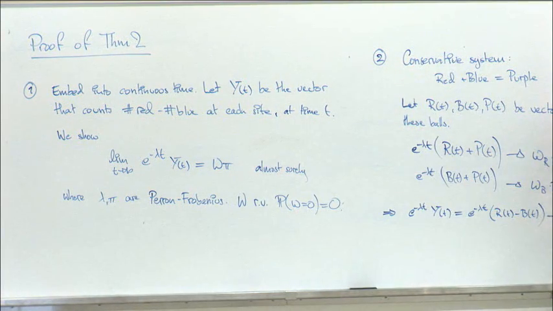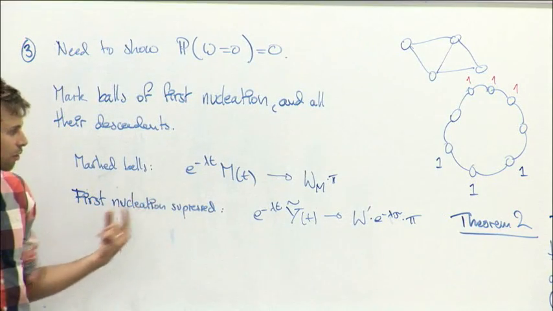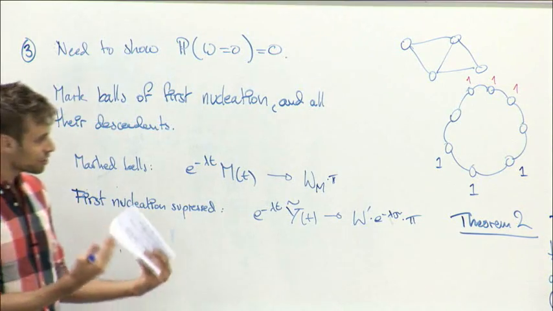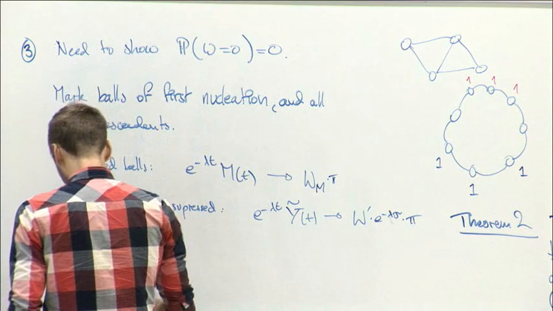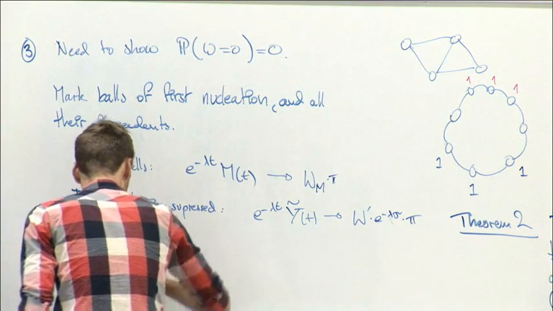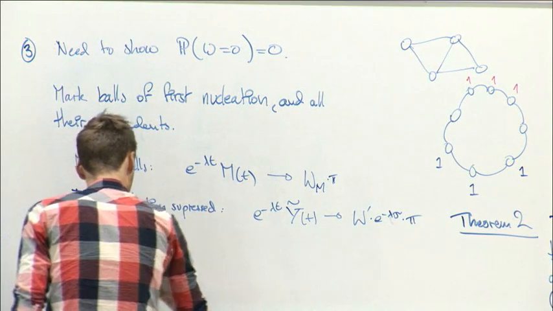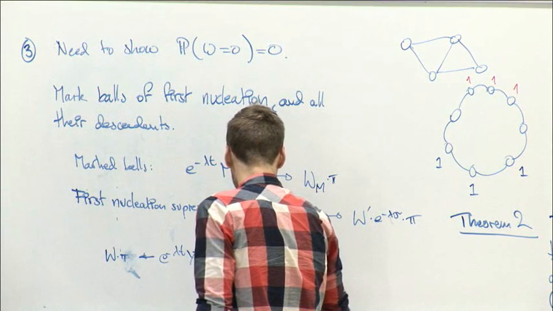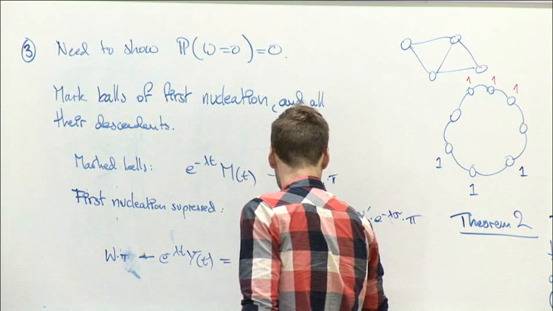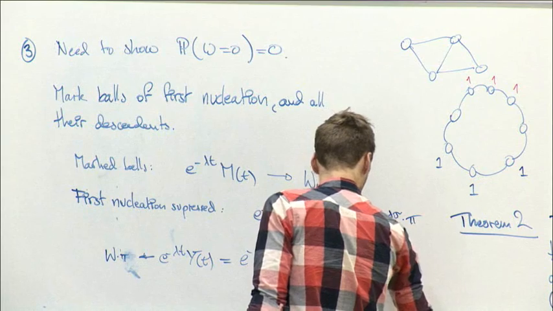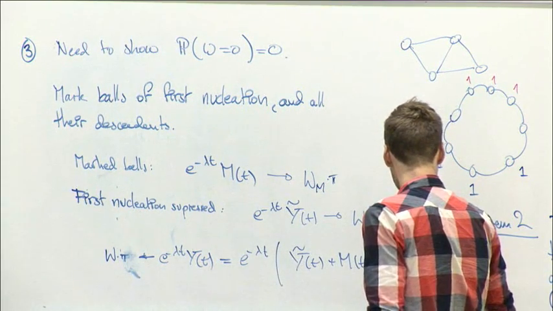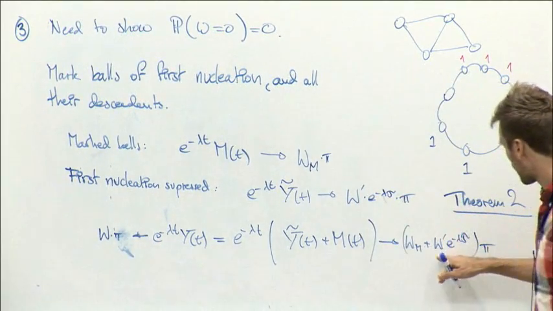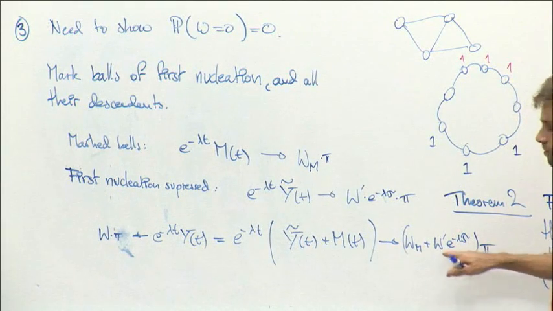But if I would keep track of everything at once, then all this system would also evolve and have this limit. So what will happen is that I have W_pi, that's the limit of e to the minus lambda t Y of t, but this is the same as the superposition of the suppressed configuration plus the marked balls, which will converge to W_M plus W prime e to the minus lambda tau times pi. So somehow I get a relation between this guy and these guys.